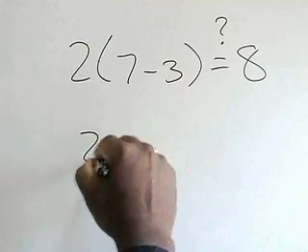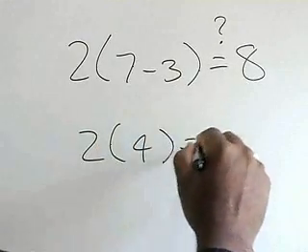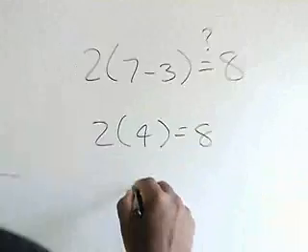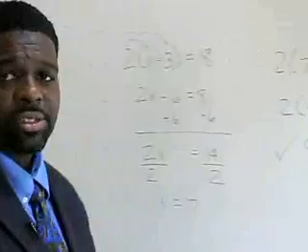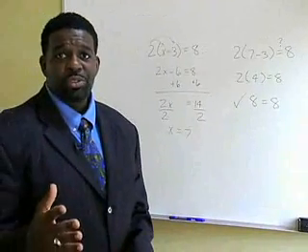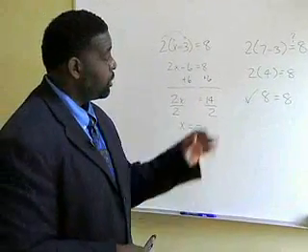Simplify what's in parentheses. It's 4. And I know 2 times 4 is 8. So I know 8 equals 8. And it's correct. So you have no excuse for getting any of these problems wrong because you can always check.